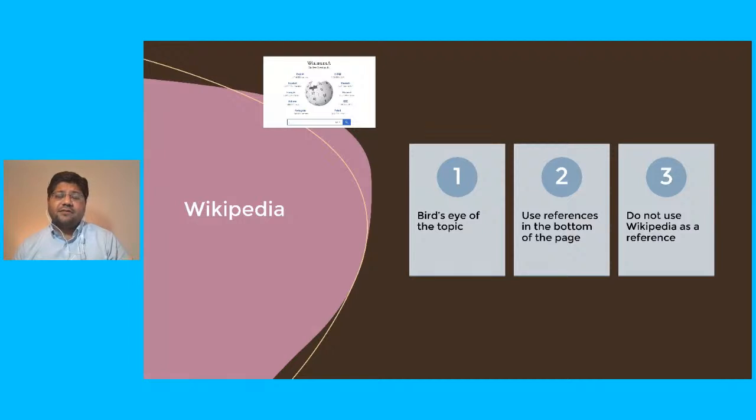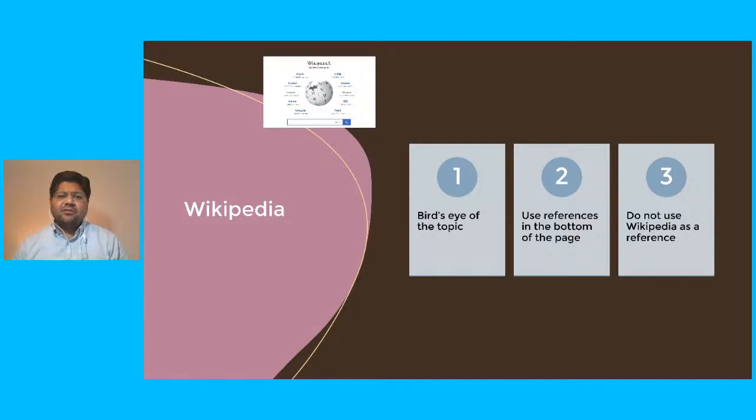But the references from which Wikipedia itself is taking information are most of the time quite useful references, and you can use them. So how can you use Wikipedia? You can use Wikipedia to get a bird's eye view of the topic and get comprehensive, concrete information in one place. And you can use the references at the bottom, go to them, click on them, and read them in detail and extract a huge amount of information.